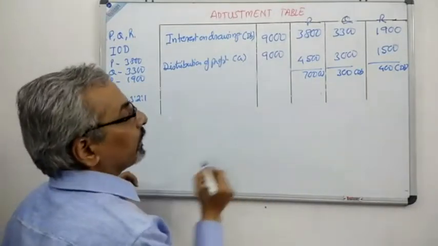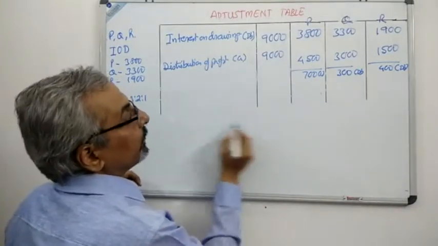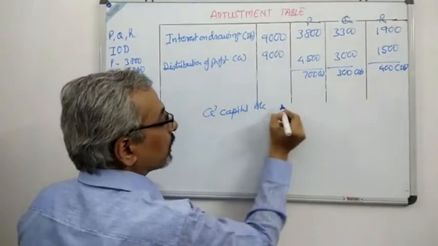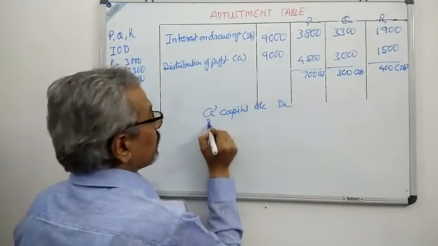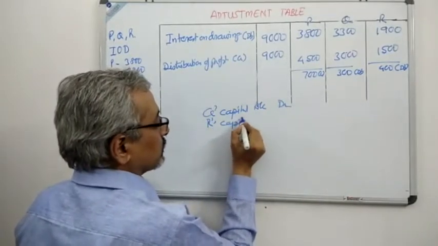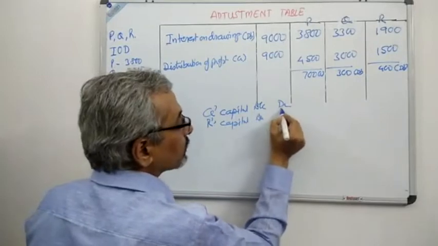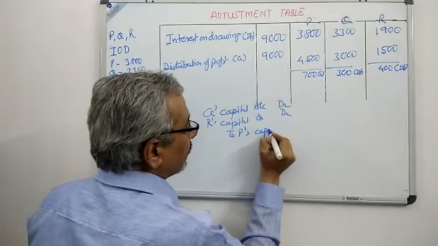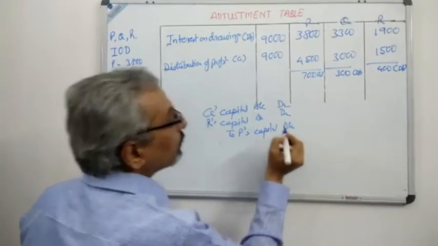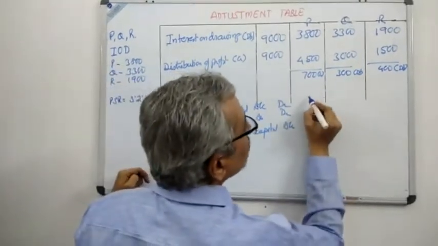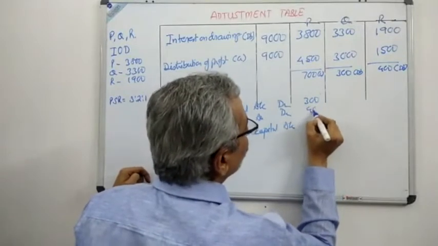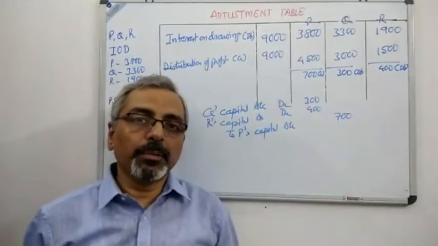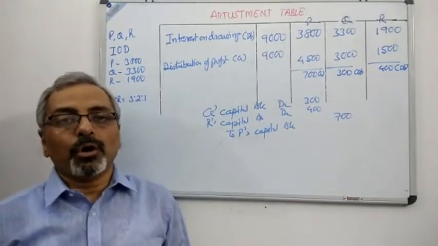Let us do that again. The journal entry will be Q's capital account debit, R's capital account debit to P's capital account, and we can see very carefully the figures are 300, 400 and 700. So this is an adjustment entry which will pass on the omission of interest on drawing.